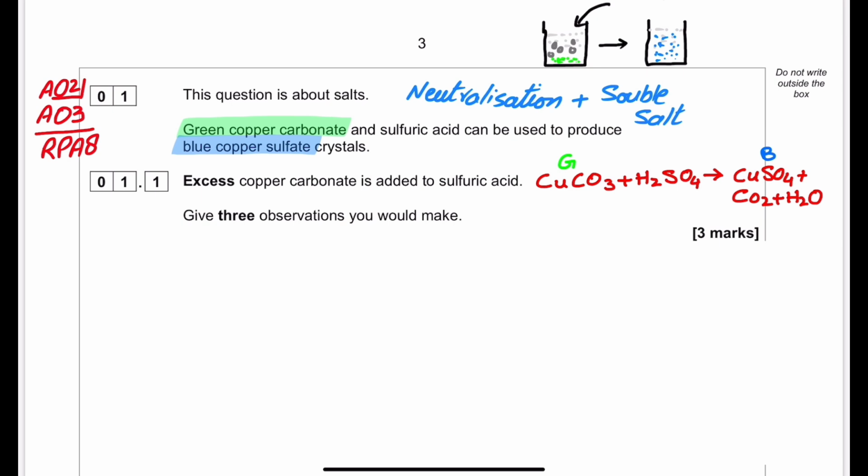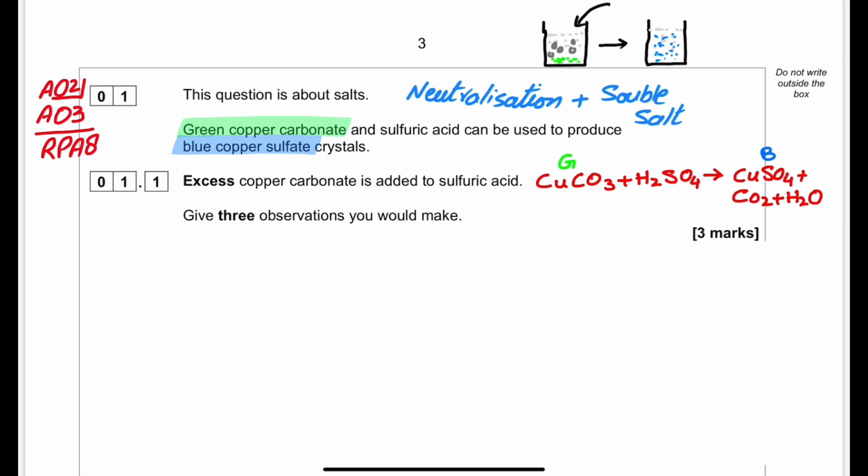So this question is actually from neutralization topic and soluble salt. So we can see from here a sample diagram is given. Copper carbonate is a green color. It reacts with sulfuric acid. It makes copper sulfate, carbon dioxide gas, and water is formed.